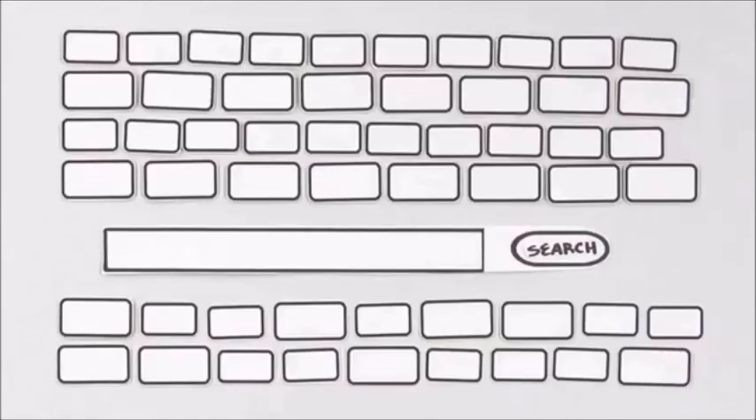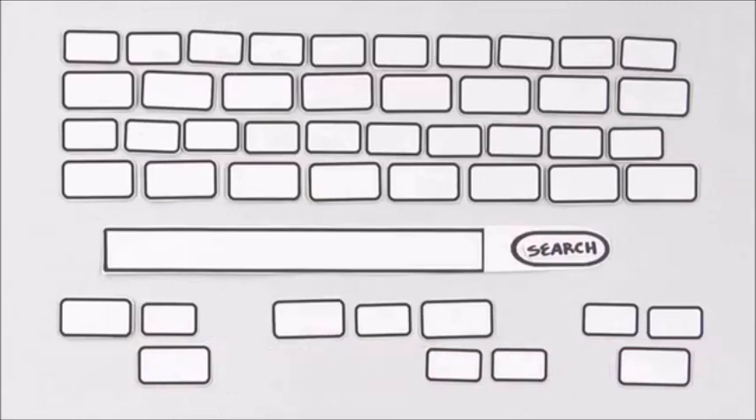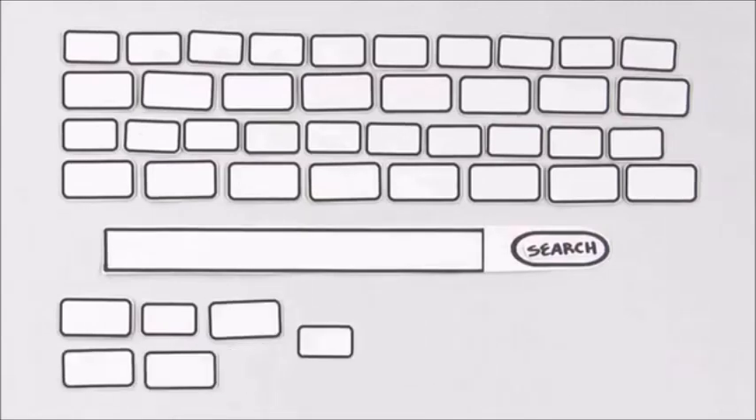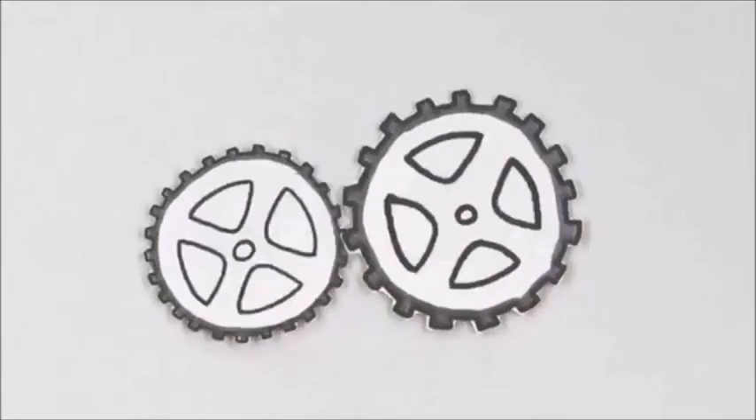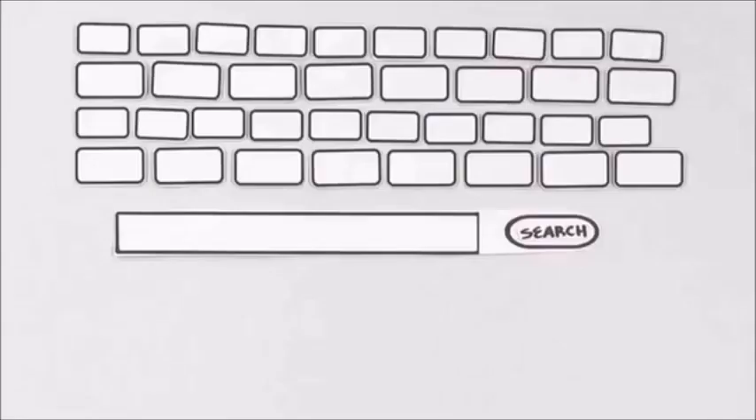The problem is that there are often too many results. You need a way to reduce the number of results so you can find what you need. Let's look at how this works. Say you're looking for a specific kind of fish, and these represent all the websites on the web.